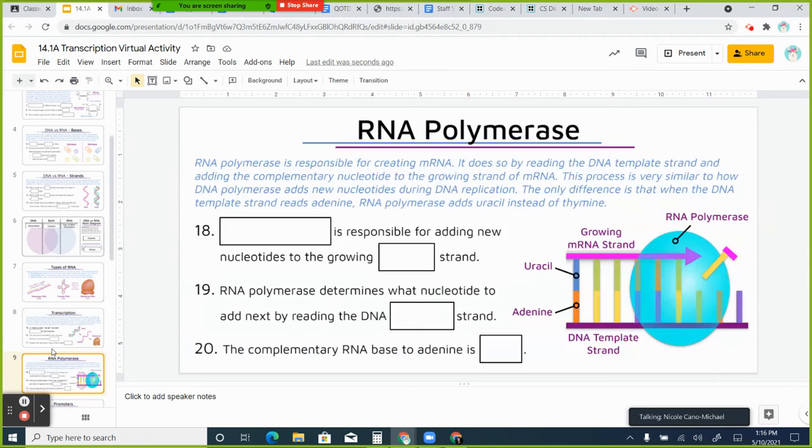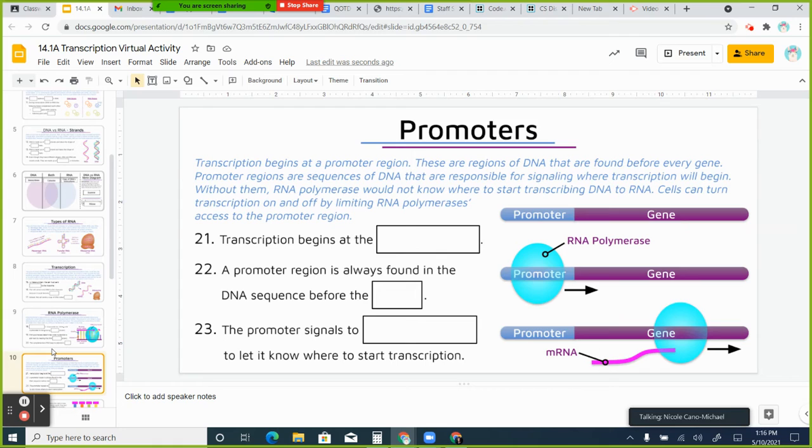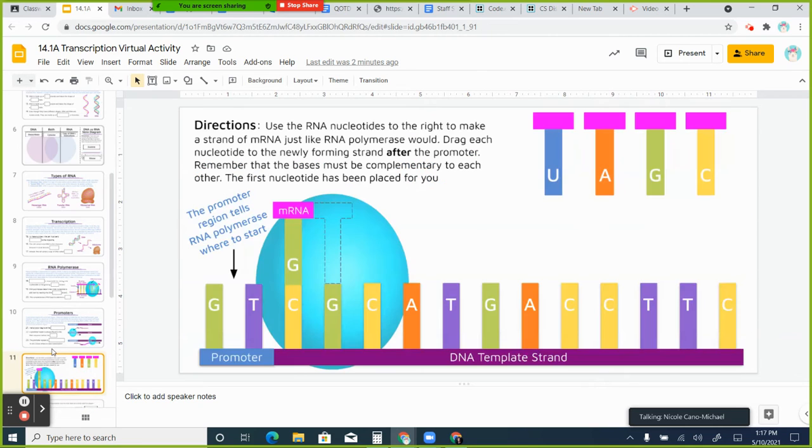Slides number 8, 9, and 10 all work like slides 1 through 5. You read the information and you answer the questions that follow. Okay? Any questions on how to complete 8, 9, or 10? Hearing none, we move on.